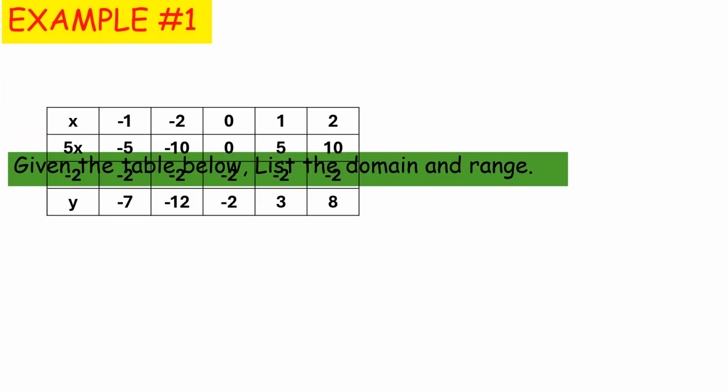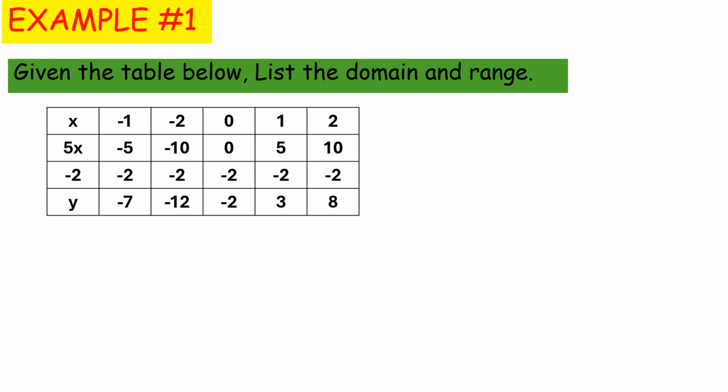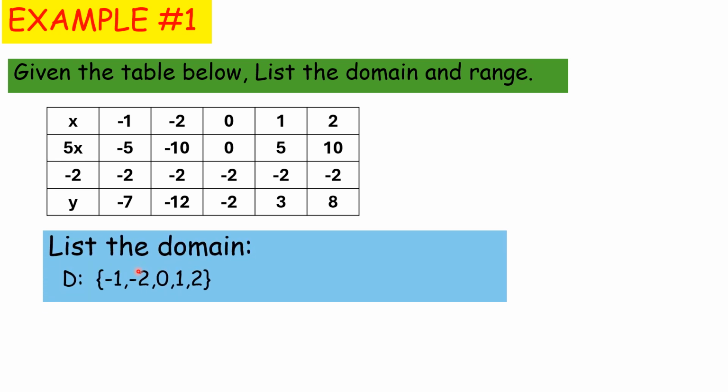Here we have our table, and we're asked to list the domain and the range. So that is going to be all the x values is the domain. So you notice that we have x equals -1, 2, 0, 1, 2. Okay, so state the domain. We have the -1, -2, 0, 1, 2. So all the x values represent the domain.